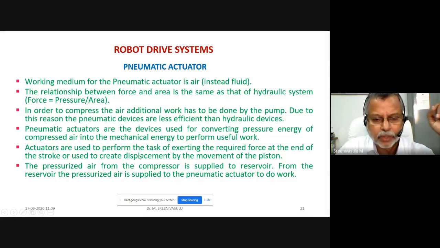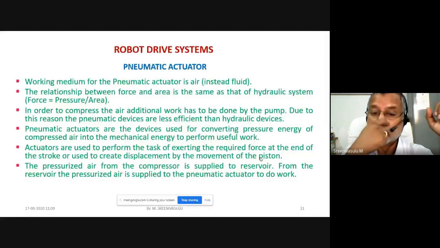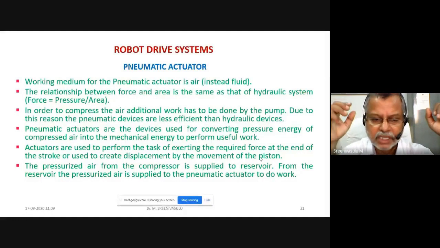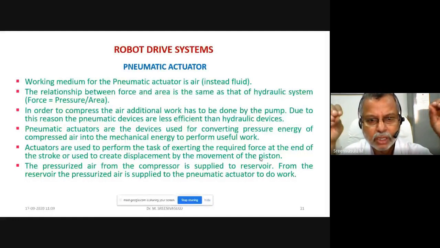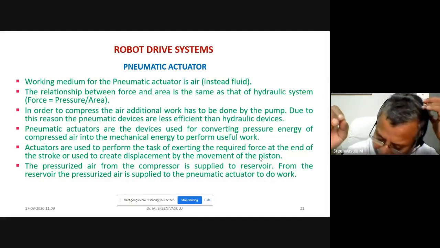Actuators are used to perform the task of exerting the required force at the end of the stroke, or to create displacement by the movement of the piston. So this is a common statement that holds good either for the pneumatic actuator or even for the hydraulic actuator.